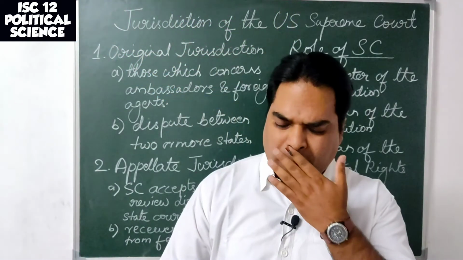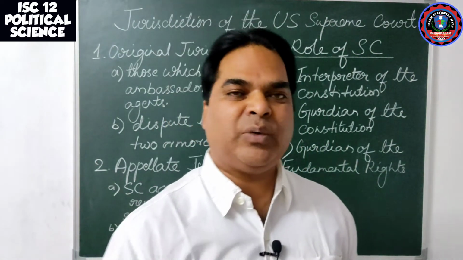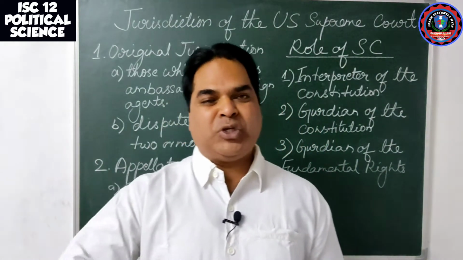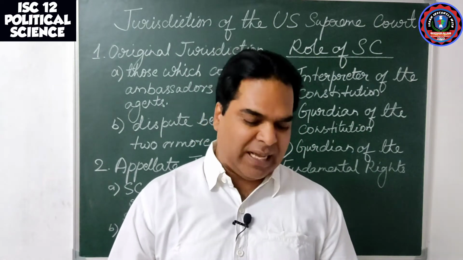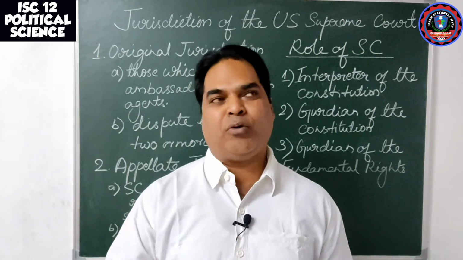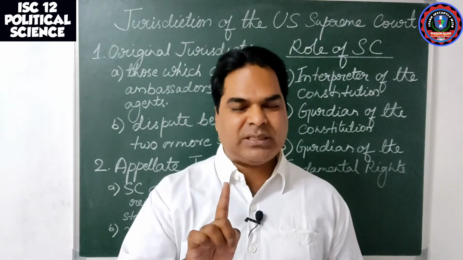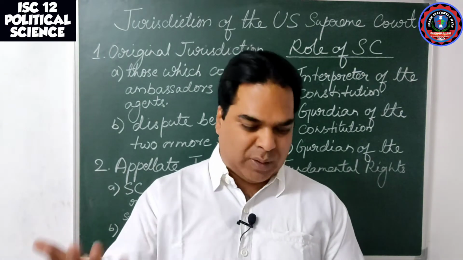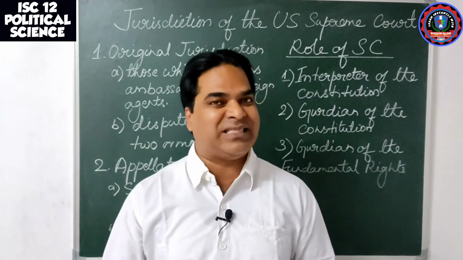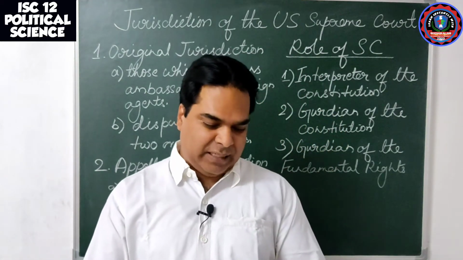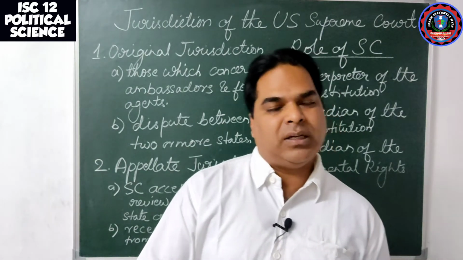My dear students, before we understand the Supreme Court's role and jurisdiction, we need to know about the composition. As per the book, the Supreme Court of USA is composed of 9 judges, including the Chief Justice: 1 Chief Justice and 8 other judges. It was decided in the year 1969 that it would be 9.